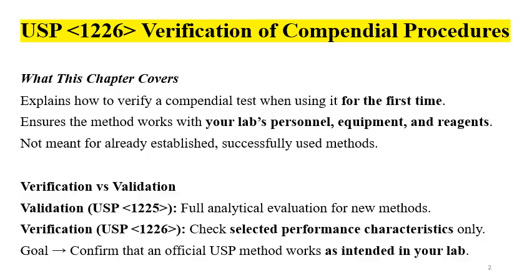Then two terminologies are there, mainly verification and validation. Validation is the full analytical evaluation of new methods, and USP chapter 1225 covers it. Verification is for checking selected performance characteristics only for the method, and it is covered in USP chapter number 1226. The objective of this chapter is to confirm that an official USP method works as intended in your lab.